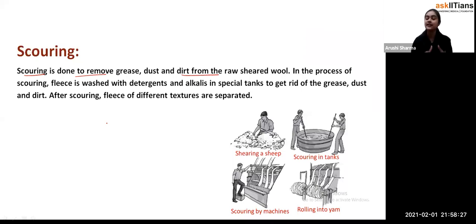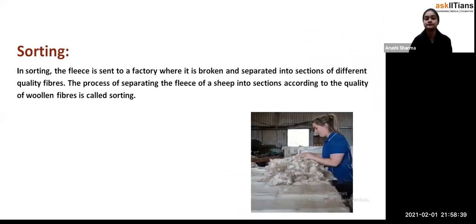And after scouring, what we do is the sorting process, we sort them. You can see here shearing is done, then scouring in tanks, then scouring by machines as well, and rolling into yarn. Sorting is here. Then we sort the different textures of the fibers so that we get good quality wool. In sorting, generally in the factory, the wool is broken and separated into sections, and we get the quality fiber.